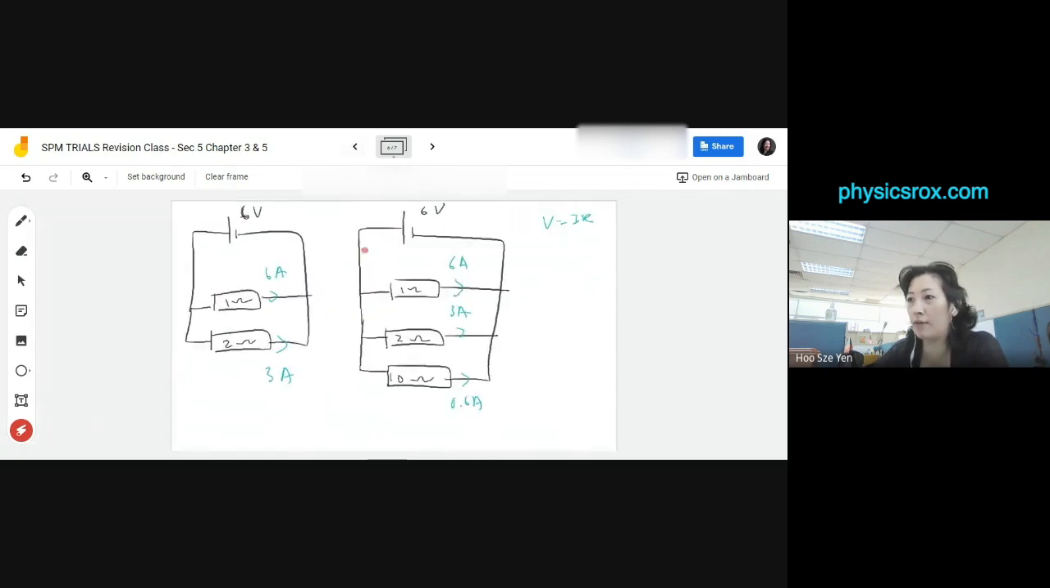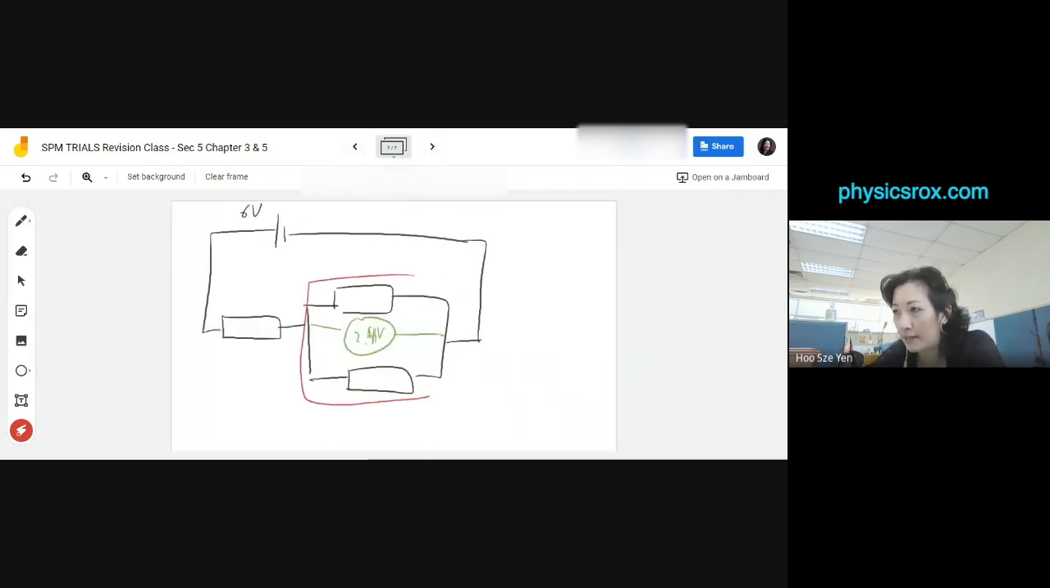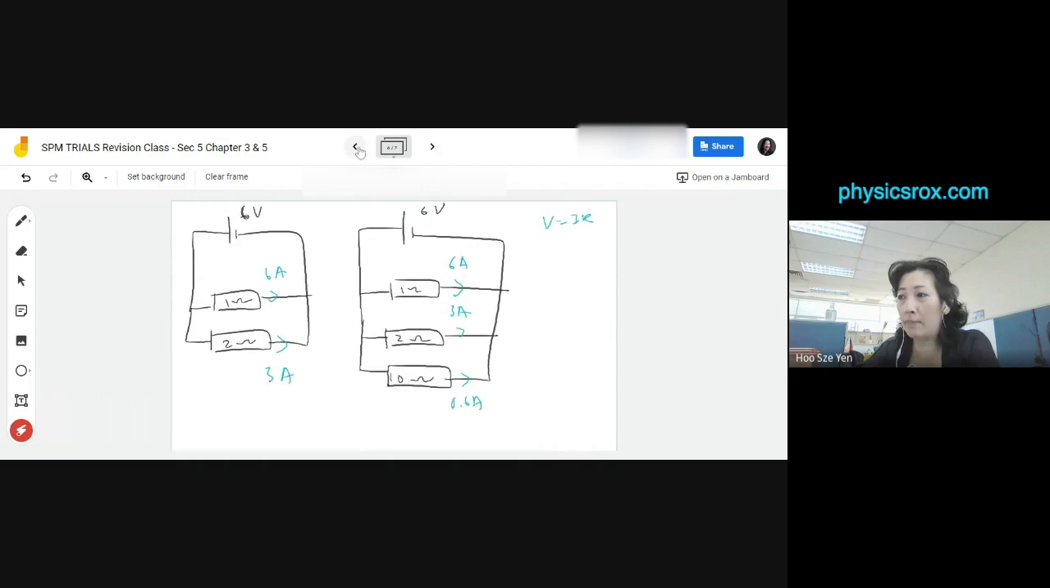Then you can take whatever you understood from here, but you apply it only inside here, not for the whole circuit. So you segmentize it. You look at only that segment. Okay, does that help? So anytime you get confused about parallel, you come back to this understanding.